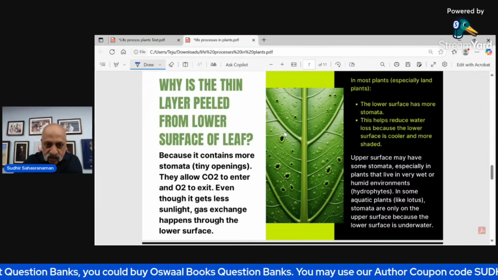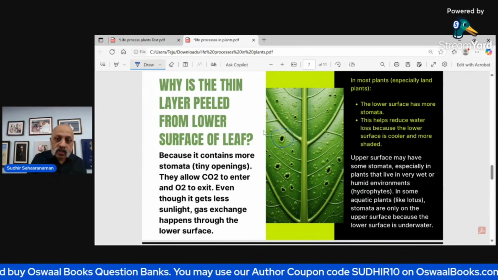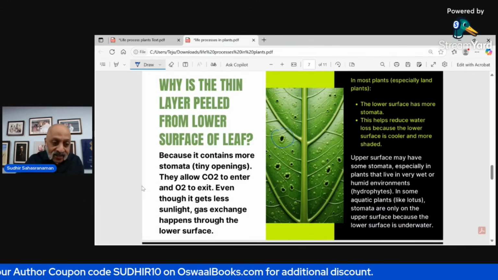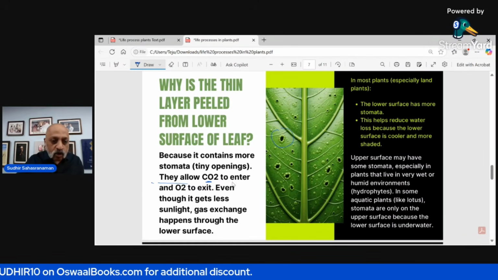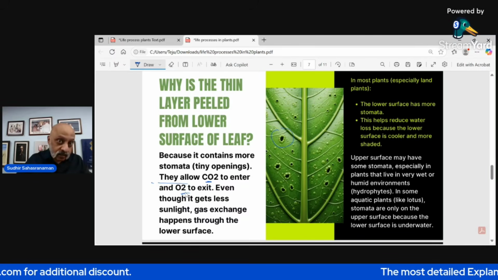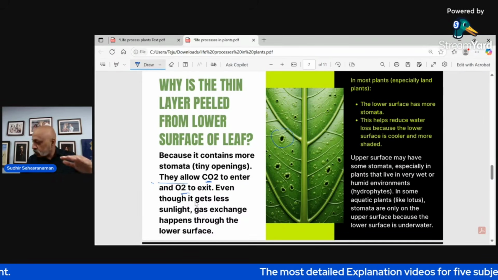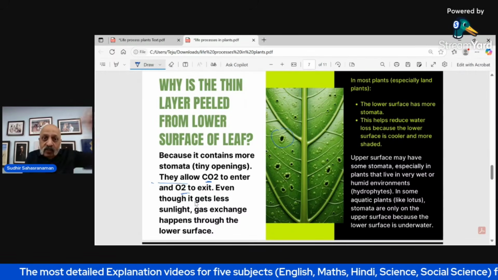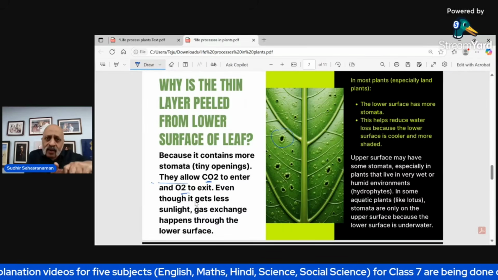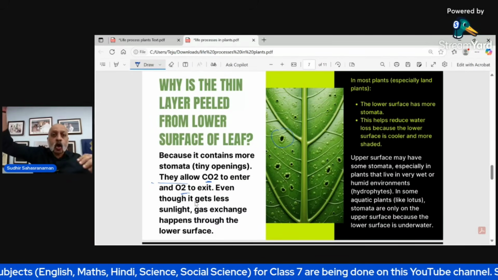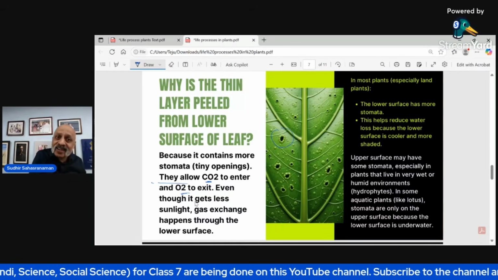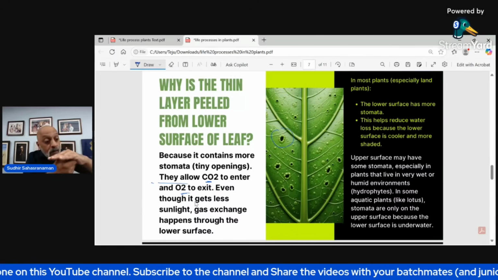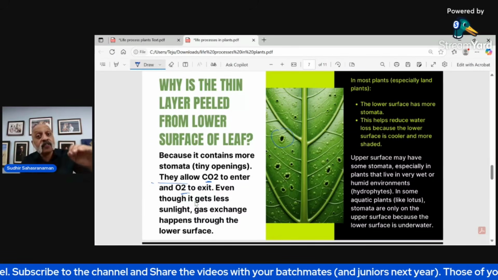Now you're seeing in this illustration all these stomata. Because the lower surface contains more stomata, which are tiny openings, and these stomata allow carbon dioxide to enter and oxygen to go out. Even though it gets less sunlight, because the lower surface will obviously get less sunlight compared to the upper surface. Like the top floor will get more sunlight, the ground floor will get lesser sunlight. So the gas exchange takes place through the lower surface, which is why they said peel the lower surface, because there you will have these stomata.